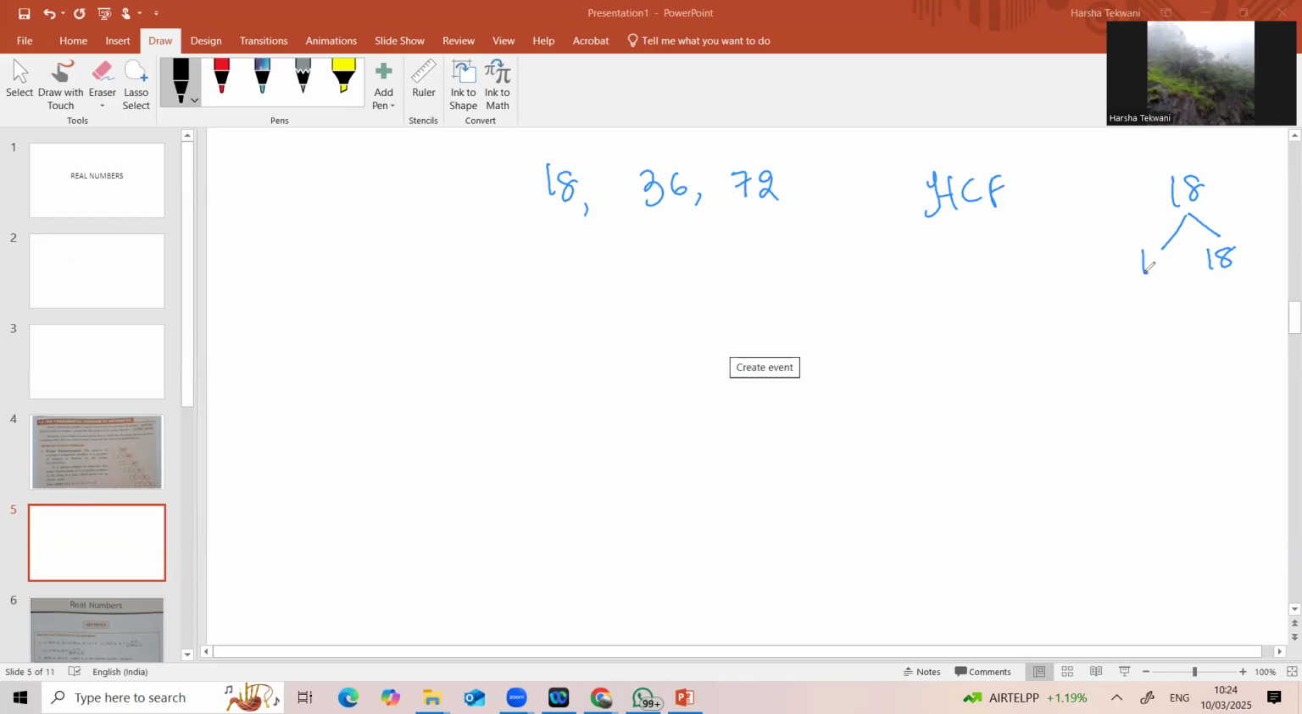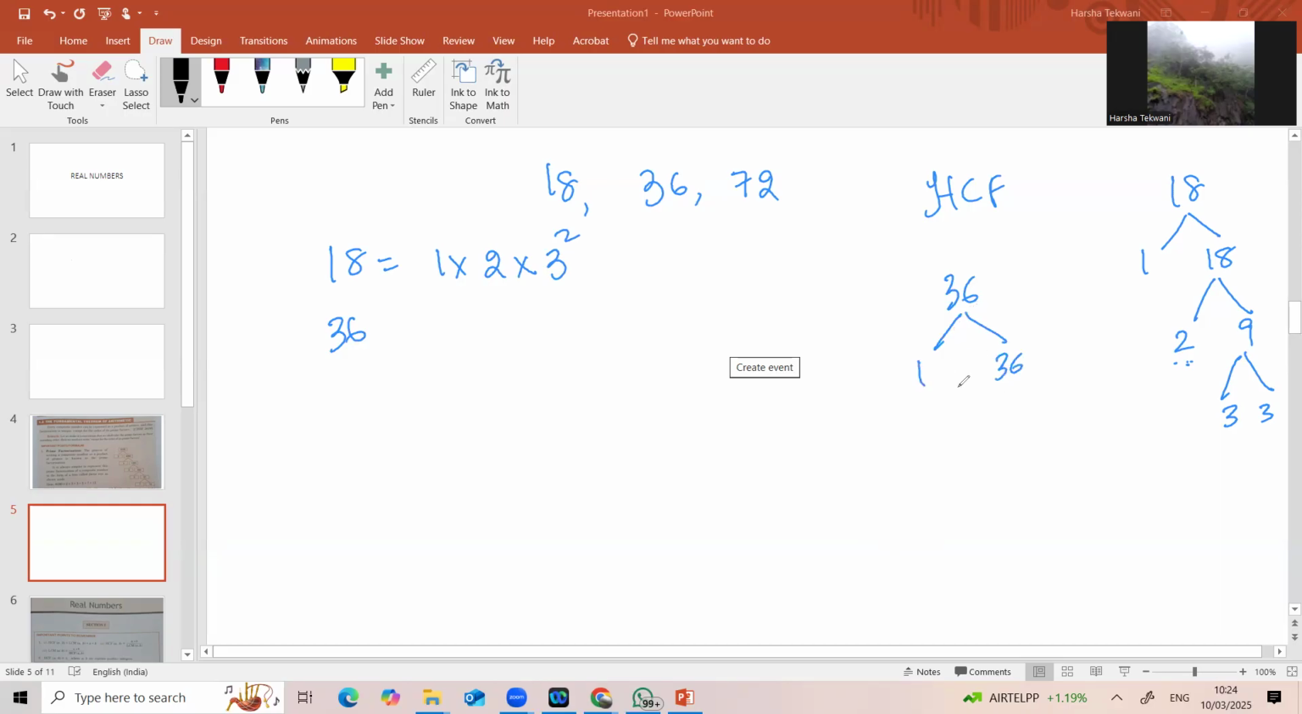1 18s are 18. 1 will come by default for all. 2 9s are 18. 2 is a prime number, so let it keep quiet. This 9 is 3 3s are 9. So 18 I got as 2 into 3 square. Let's talk about 36 now.